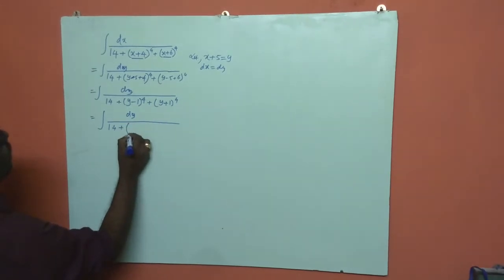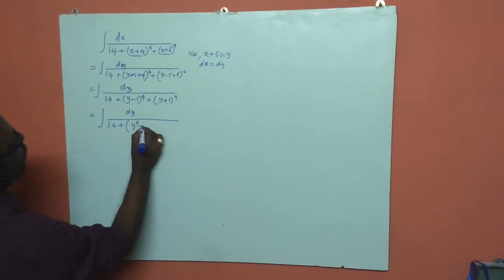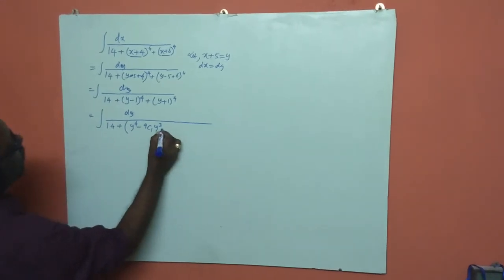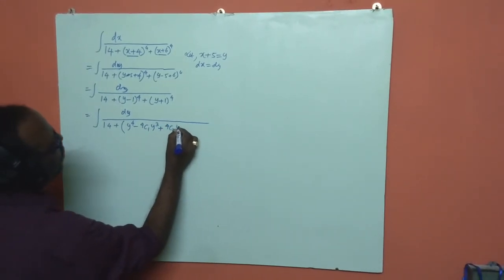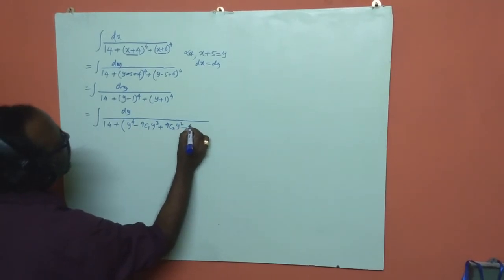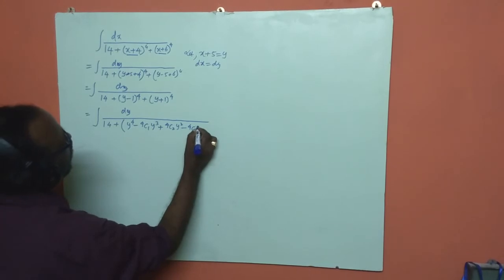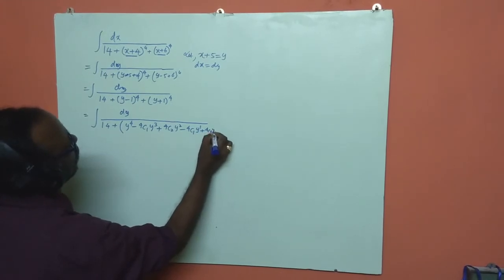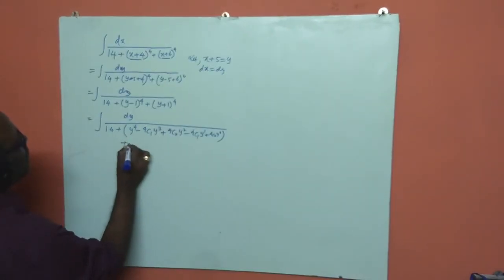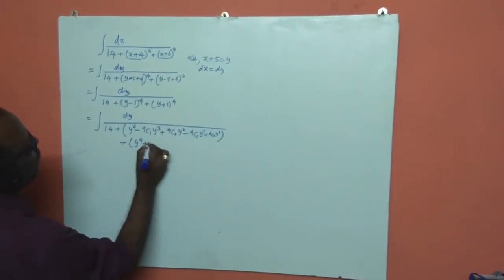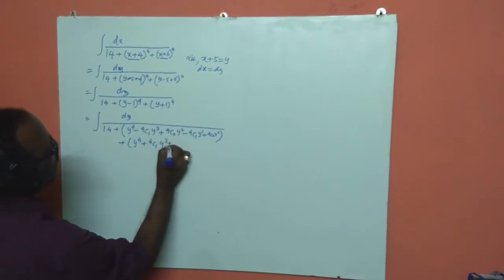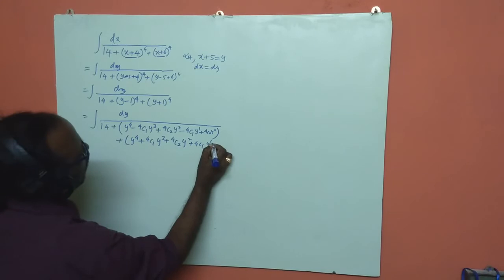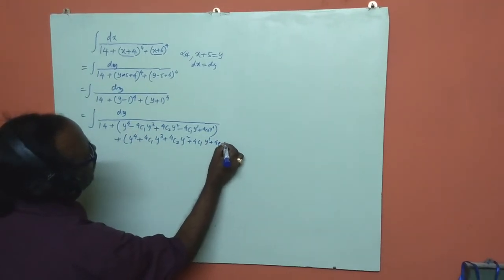14, that is y to the power 4 minus 4c1 into y to the power 3 plus 4c2 y to the power 2 minus 4c1 y to the power 1 plus 4c0 into y to the power 0, plus y to the power 4 plus 4c1 y to the power 3 plus 4c2 y to the power 2 plus 4c1 y to the power 1 plus 4c0 y to the power 0.